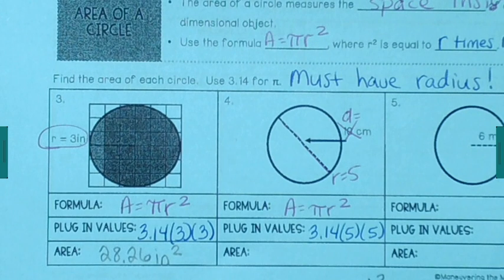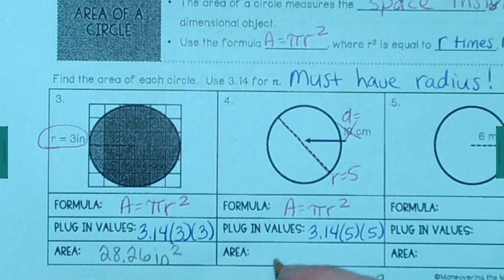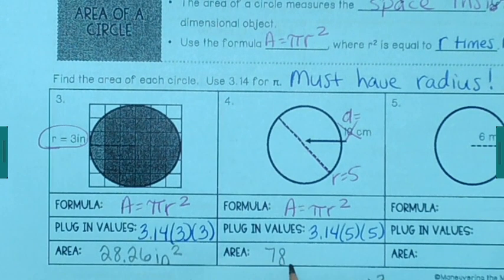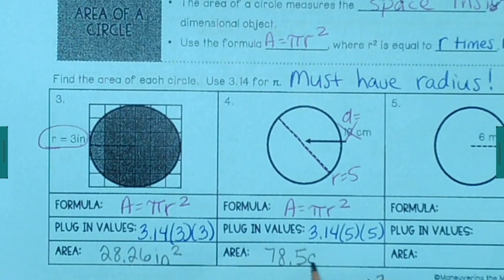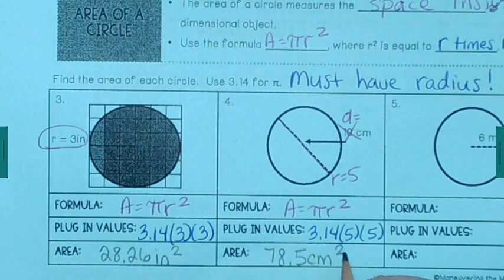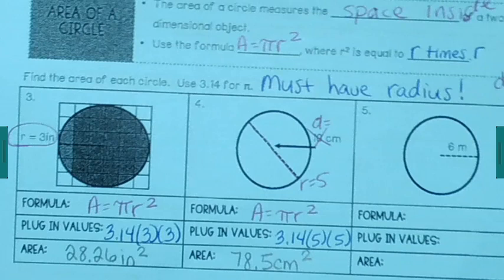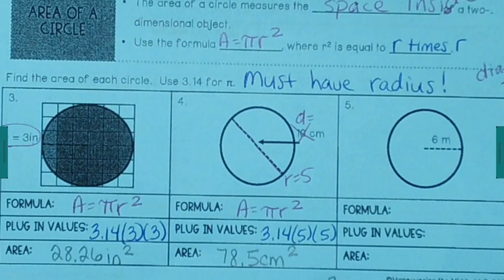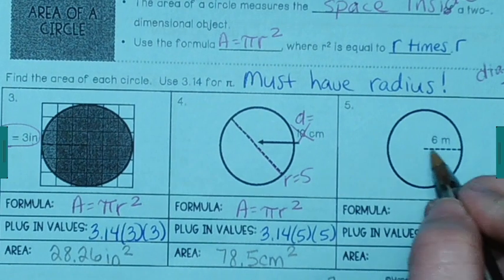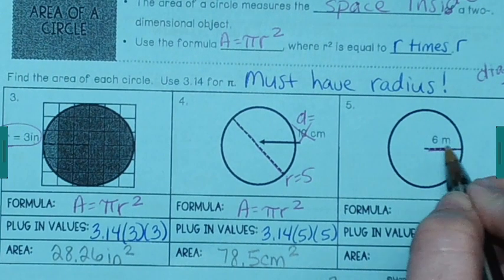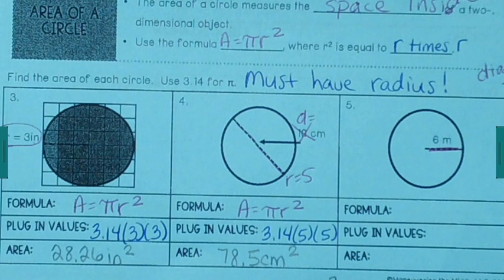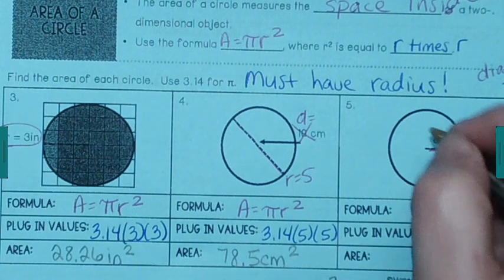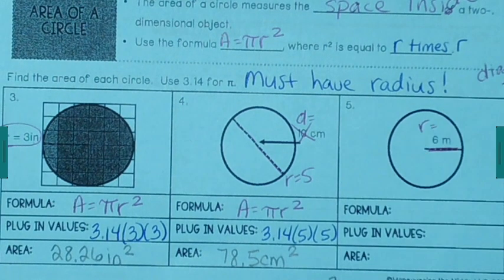All right, go multiply that for me. Let's see what you got. What did you say? 78. Perfect. 78.5. 78.5 what? Centimeters what? Squared. Okay, don't forget that too. Squared. All right, on the next one, what part of the circle did they give me? Diameter. The 6. Oh, radius. How do you know the 6 is the radius? Because it's halfway. Perfect.